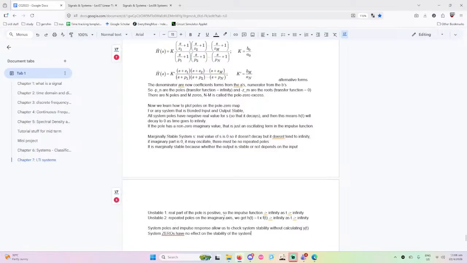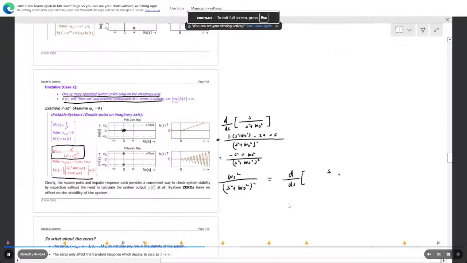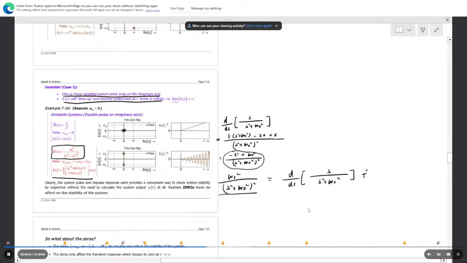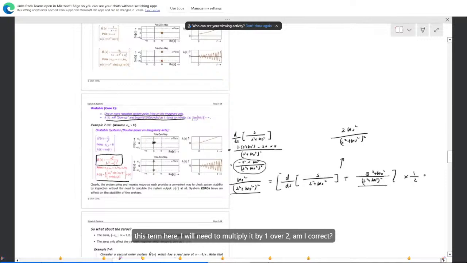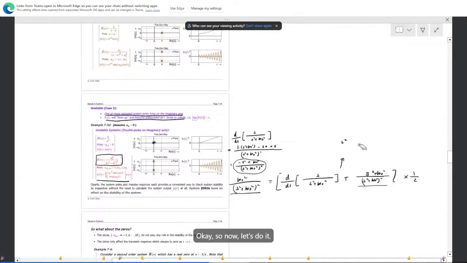But remember that I want to construct this term here. So omega naught square over s square plus omega naught square is equal to the first order derivative of s over s square plus omega naught square, and here I already have this term. What should I do in order to construct this expression? I should add this term. Then if I add them up, inside this bracket I will have 2 omega naught square divided by s square plus omega naught square. So in order to obtain this term, I will need to multiply it by 1 over 2. Am I correct? Correct.